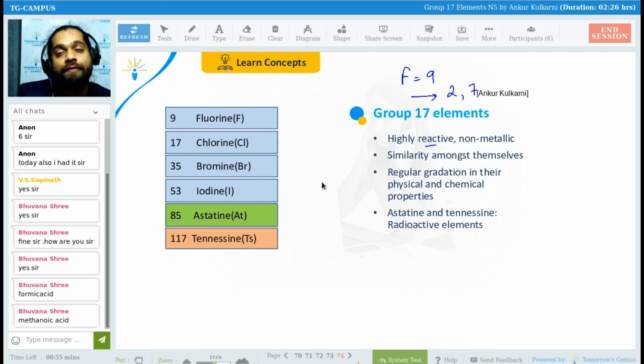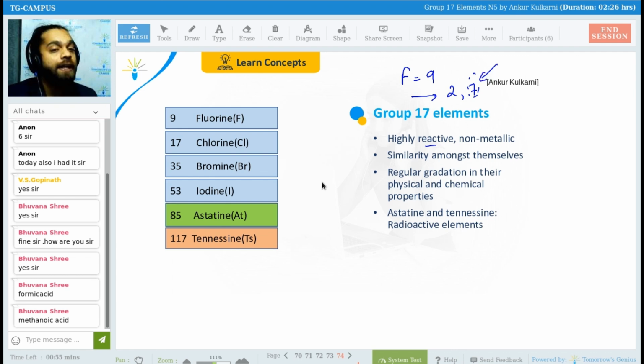Correct? So if I write down the electronic configuration, 2, 7. In all of the halogens, the valence electrons are 7. How many electrons does it require? It requires only 1 electron. That's why it is so reactive. It will not give the electron, it will take the electron.